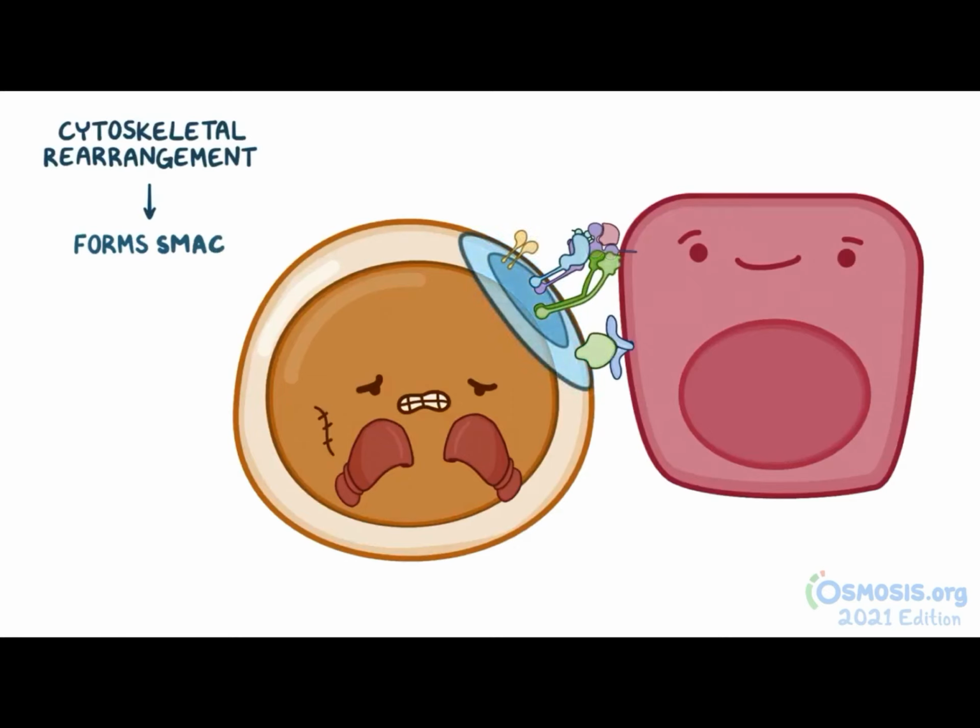The SMAC has a central zone called the Central Supramolecular Activation Cluster, or cSMAC, and an outer zone called the Peripheral Supramolecular Activation Cluster, or pSMAC, the SMAC twins. The cSMAC is where you can find the proteins needed for antigen recognition, mainly CD8 and the CD3 complex, which includes the T cell receptor. The T cell receptor is of course bound to the MHC I molecule on the target cell. The pSMAC is where the LFA-1 is found.